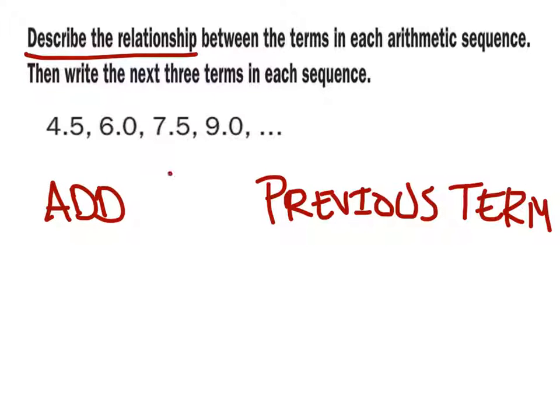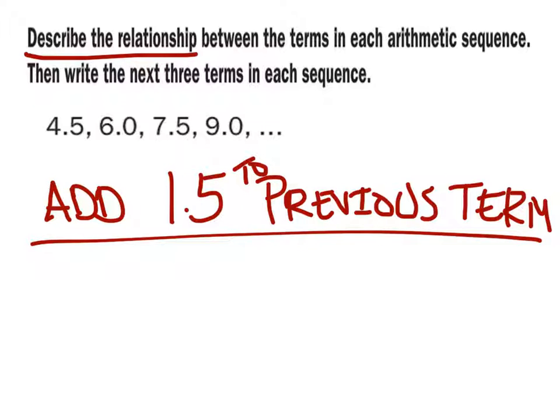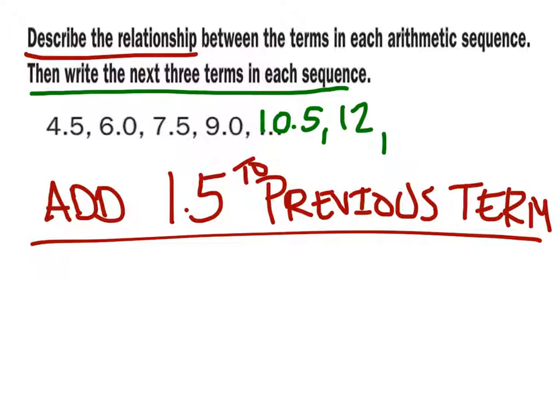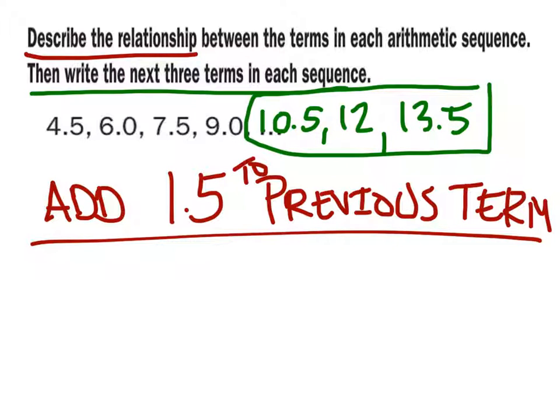Add 1.5 to previous term. Bam. The second part of the question is we need to write the next three terms. So after 9.0, Cassidy? Would it be 11.5? It would be 10.5. Very good. What's the next one? Jackson? 12. Next one. Nate? It's 13.5. Done.